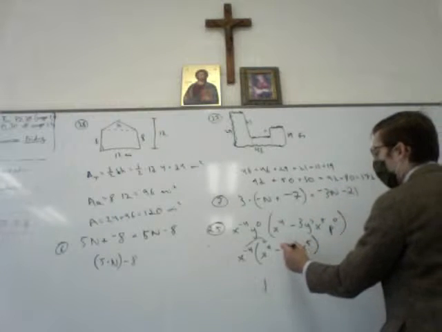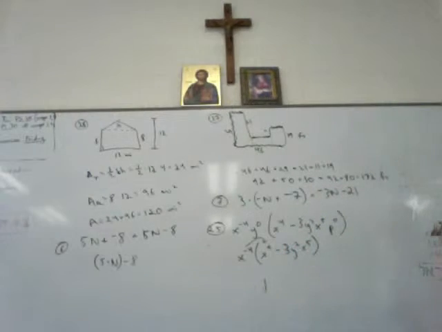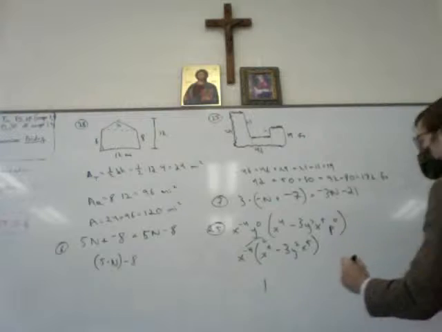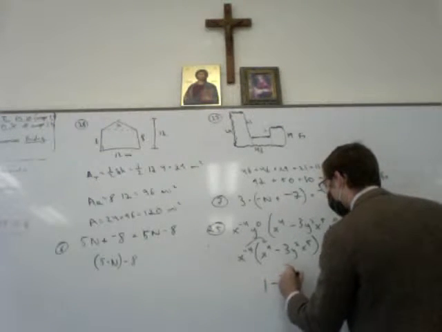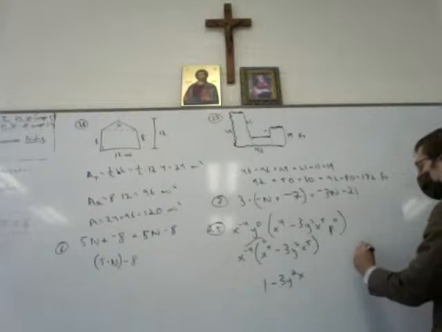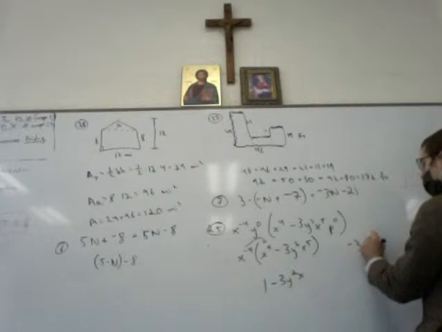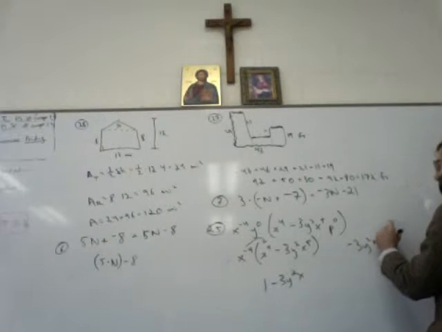And what happens to the second term? What happens when we multiply negative 3y squared x to the 5th by x to the negative 4? Minus 3y squared x. Because what we're doing is negative 3y squared x to the 5th times x to the negative 4.